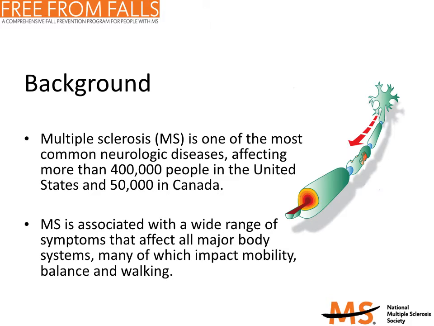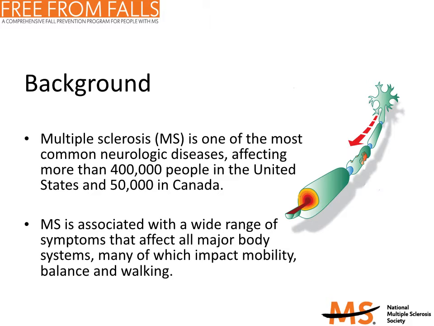In MS, damage to the myelin, or the outside covering of the nerves, in the central nervous system, as well as the nerve fibers themselves, interferes with the transmission of nerve signals between brain and spinal cord and other parts of the body. This disruption of nerve signals produces the primary symptoms of MS, which vary depending on the specific areas of the nervous system in which the damage has occurred.